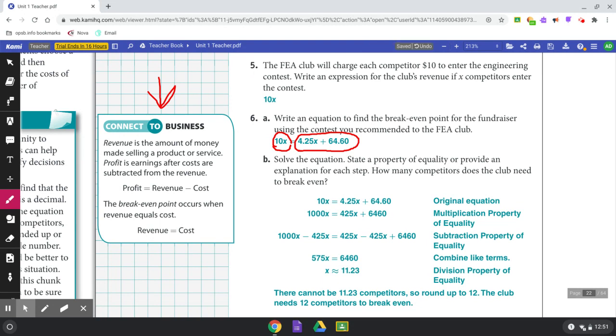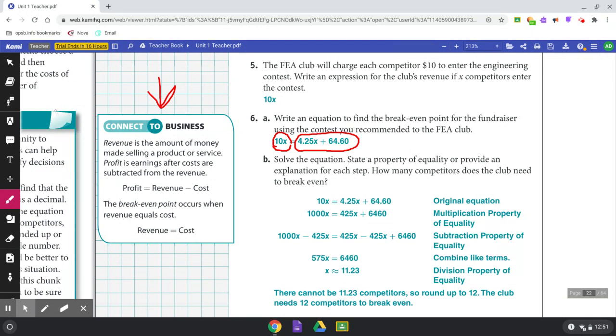Part B, solve the equation that you wrote in Part A. State a property of equality or provide an explanation for each step, and how many competitors does the club need to break even? So if you solve that equation that we wrote in Part A, it will give you how many competitors you need in order to break even. And here are all the steps that you see below.